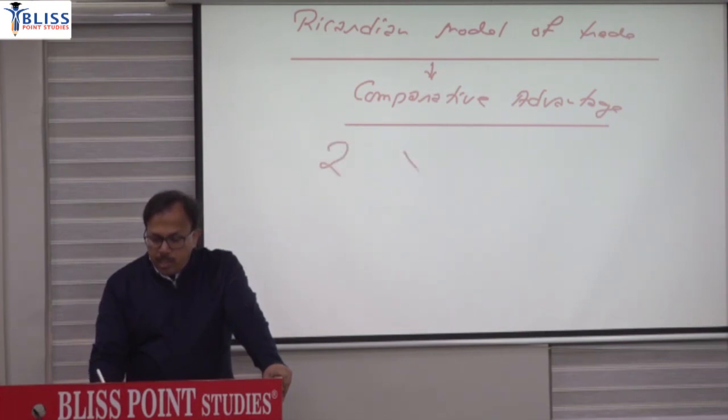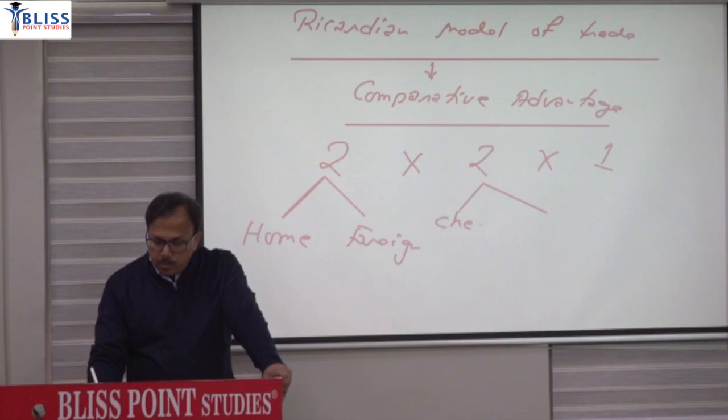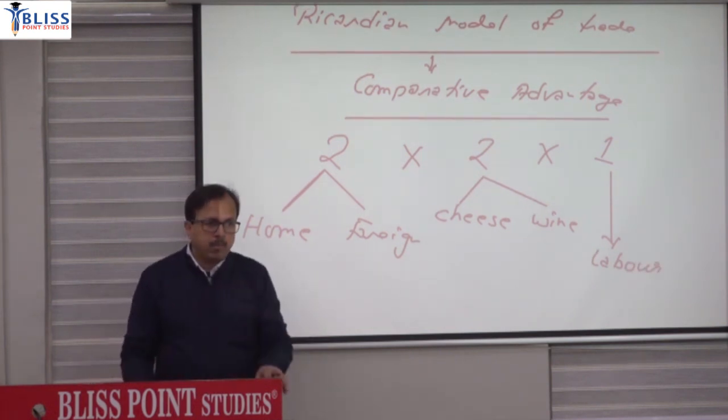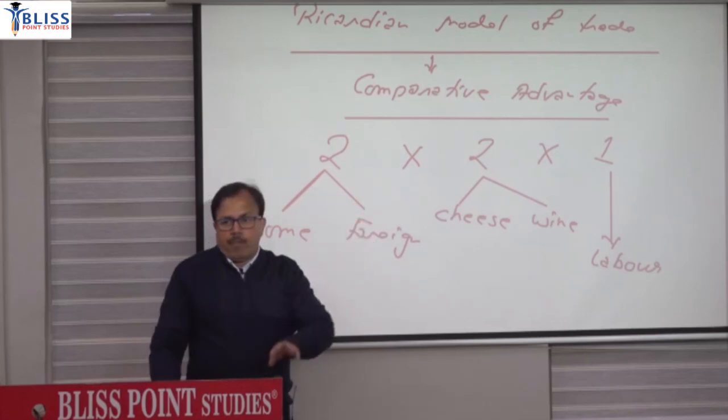So first of all, as I said, it is a 2 by 2 by 1 model. So consider that there are 2 countries, home and foreign, producing 2 products, cheese and wine, by using only one factor of production, labor. ठीक है, I'm taking the same example जो क्रूगमैन में एक्सप्लेन है, so that if you are reading it you can relate it. ठीक है, सिंबल वगैरह मैच करते रहेंगे. Two countries producing two products by using only one factor of production.